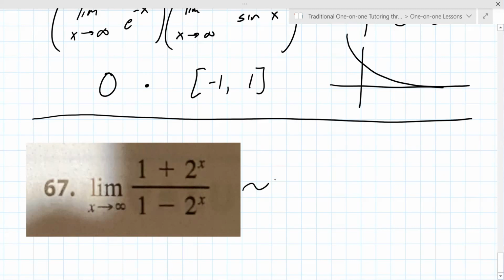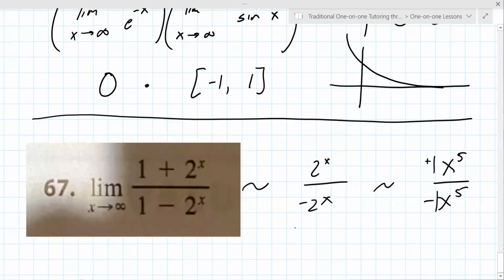So essentially this looks like 2 to the x over -2 to the x, and there's a ratio here. These are the same, so it's equivalent to x to the 5th over negative x to the 5th. Whenever these match, it's just the ratio of the terms out in front. So it's the same thing here, so it'd be -1. Okay.